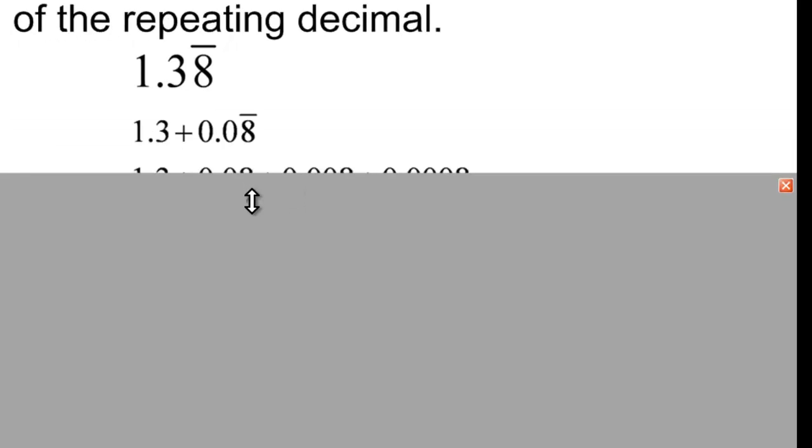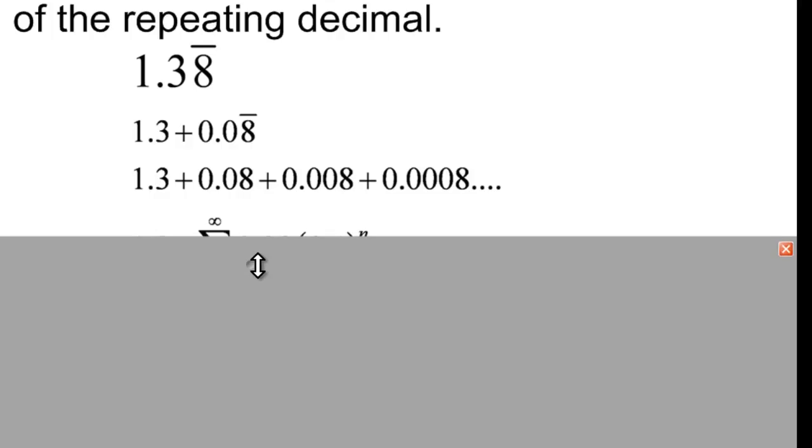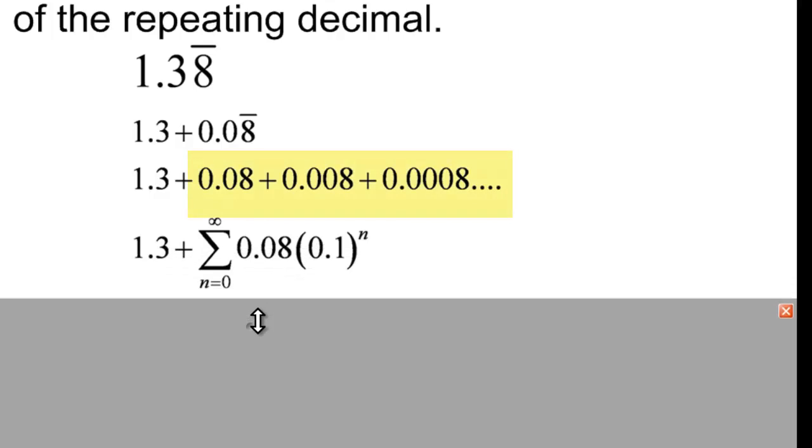So if you think about 1.38 repeating and we break it down into parts, it's 1.3 plus 0.08 repeating. Well, you can think of 0.08 repeating as a sum of all these decimals of 0.08, 0.008, plus 0.0008, and so on. So you can define not the 1.3 part, but the repeating decimal part as a sum of an infinite geometric series. So from n equals 0 to infinity of 0.08, and you're just multiplying by 0.1 because you just keep moving the decimal place over to the right for each term.